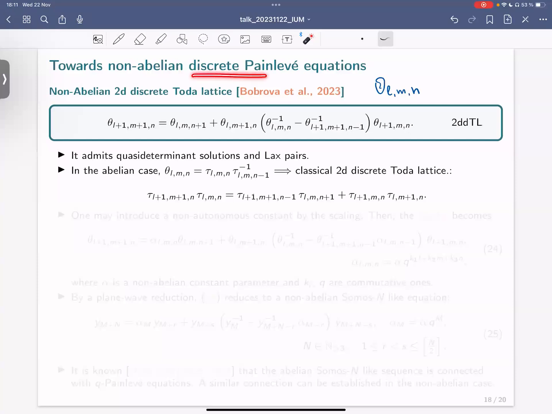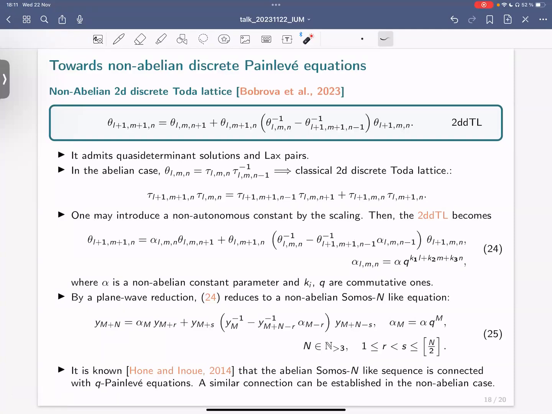But the discrete Painlevé equations, as their differential analogs, are non-autonomous, and we need to implement a non-autonomous constant in the Toda lattice. So we can make a scaling of the variable theta in the non-Abelian case in order to obtain a non-autonomous constant alpha element. Here alpha is a non-Abelian constant, and K1, K2, and K3 are commutative constants. L, M, and N are also commutative.